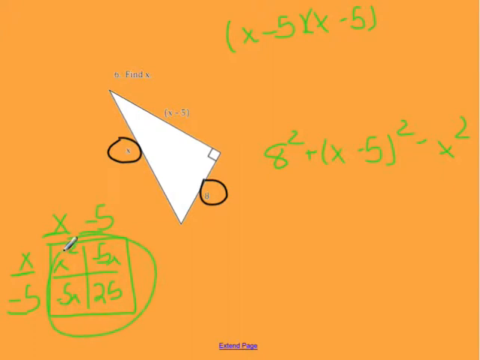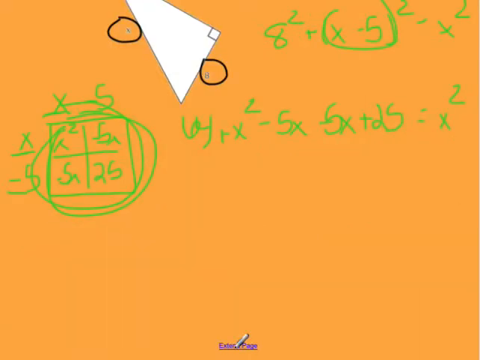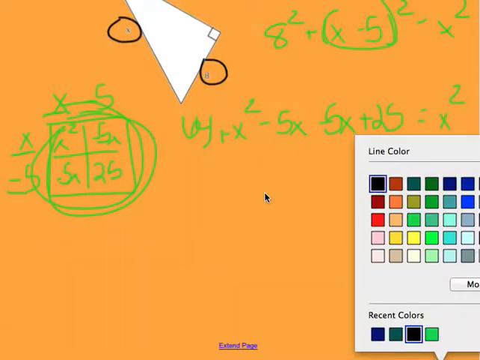So we can still use this, but we're going to plug it in here. So 8 squared is 64. So now I'm going to take all of this here. So I have x squared minus 5x plus 25 is equal to x squared. So now I need to do some simplifying. I want to get all of my x's on the same side. So let's simplify this down.